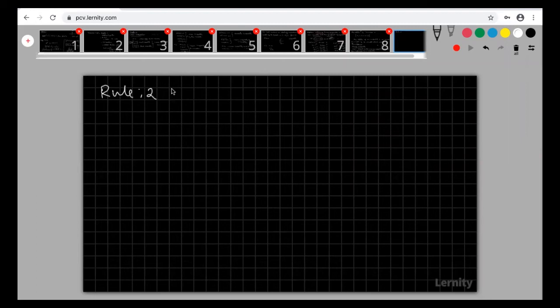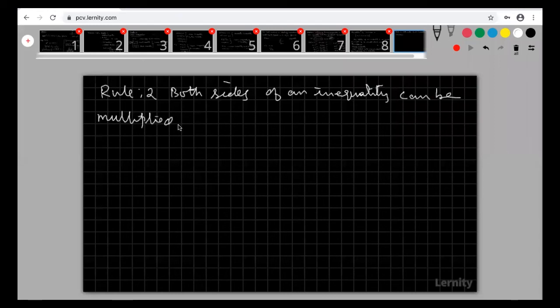Okay, right. What is my rule 2? My second rule is: both the sides of an inequality can be multiplied or divided by the same positive number. Please try to understand. Both the sides of an inequality can be multiplied or divided by the same positive number.